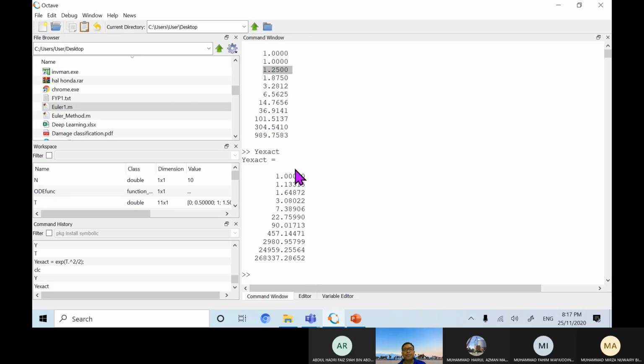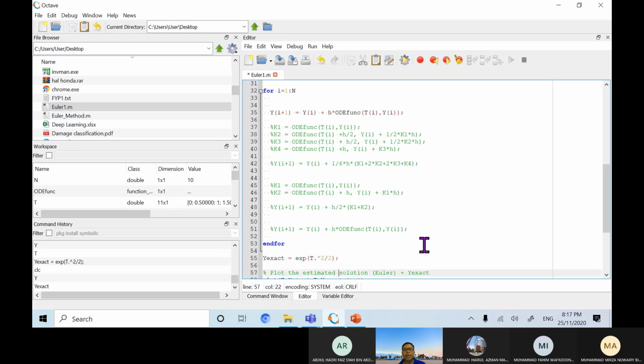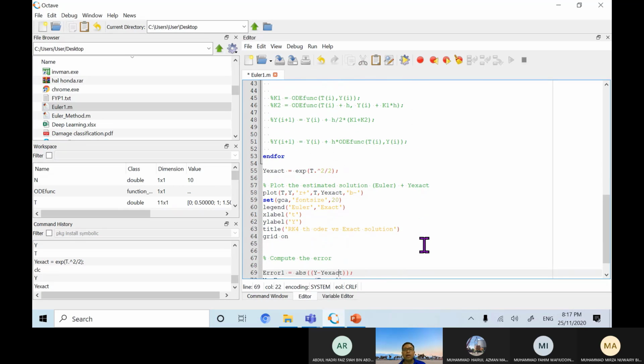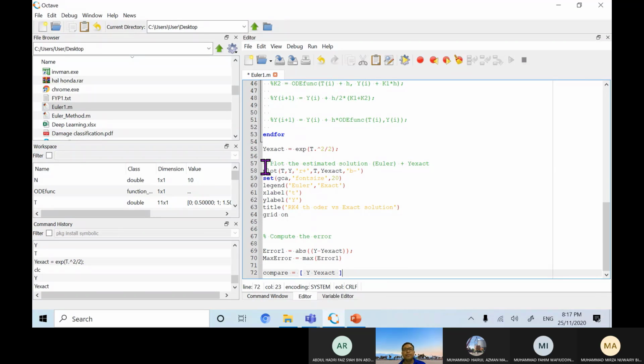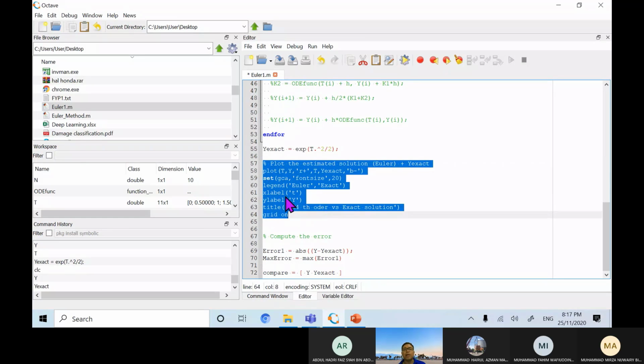So macam mana kita nak tahu error? Okay, kita boleh tolakkan jawapan kita yang exact ni dengan jawapan yang estimated, kemudian kita ambil yang positif. So setiap satu titik kita kira dia punya beza, kemudian kita campurkan beza dia. So kalau campur beza tu mendekati sifar, maksudnya kita punya method tu accurate. So that's why saya letak dekat sini. Saya dapatkan dia punya error.